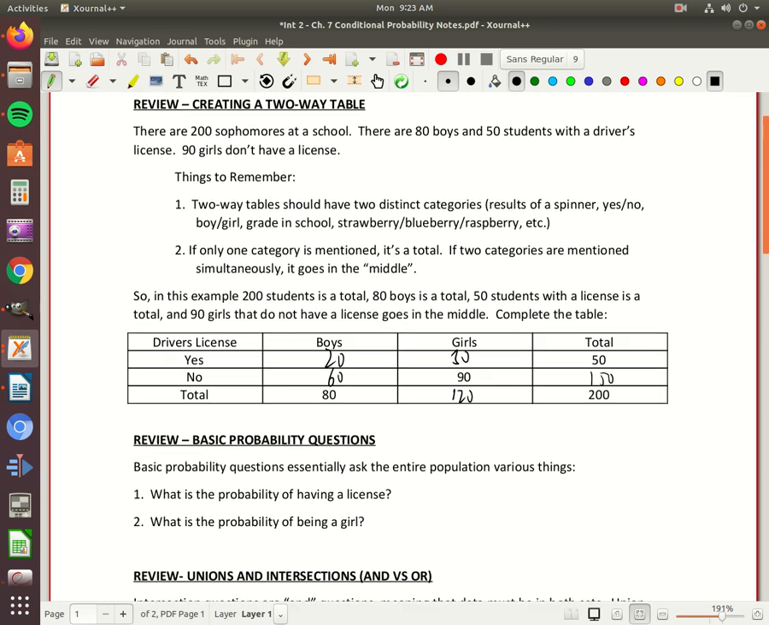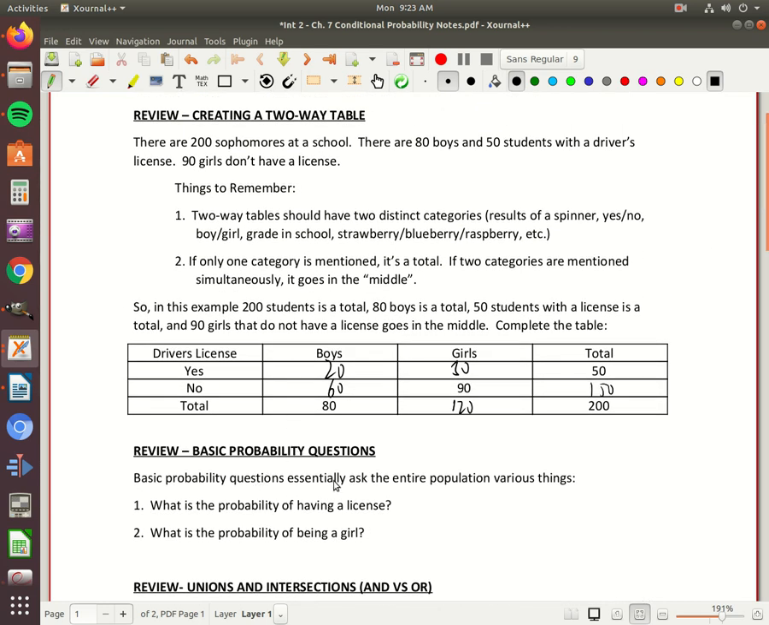And now we're going to do basic probabilities. They essentially ask the entire population. So we're asking all 200 people, what's the probability of having a license? We would say 50 out of 200. And again, we're asking the whole population of 200, what's the probability of being a girl? We would say there's 120 out of 200 chance of being a girl.